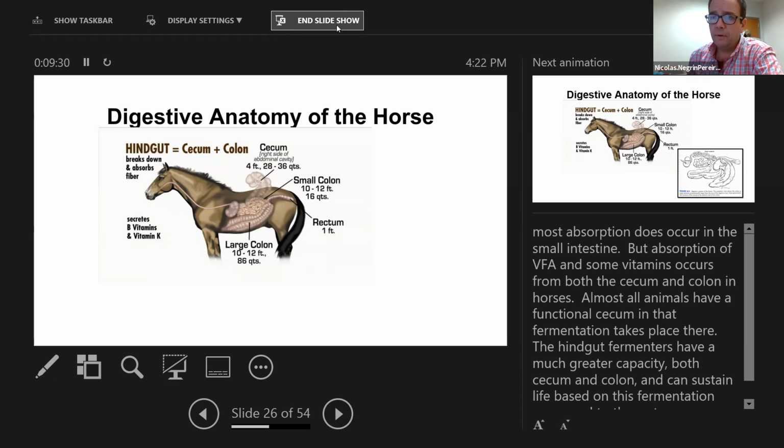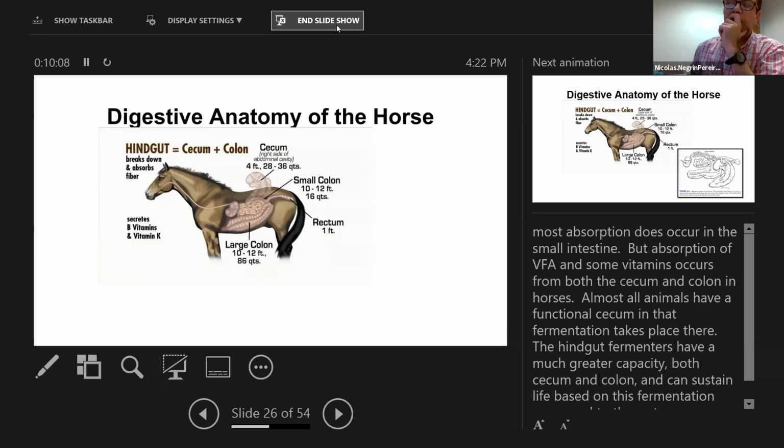If we think about it, almost all animals actually have some type of fermentation, normally in the cecum. Even humans, for example, we have a cecum and we have symbiotic bacteria as well. So we are able, but of course very limited, to digest some fiber content of the feed. In the case of hindgut fermenters like the horse, of course, they have a much greater capacity of cecum and colon, as we can see in the diagram, and they are able to sustain their life based only on fermentation products from the cecum and the colon.